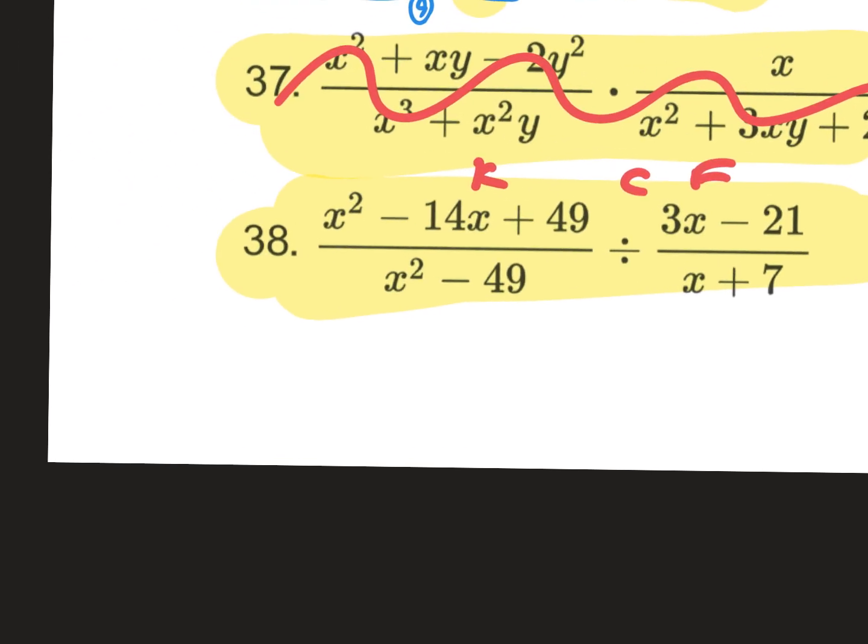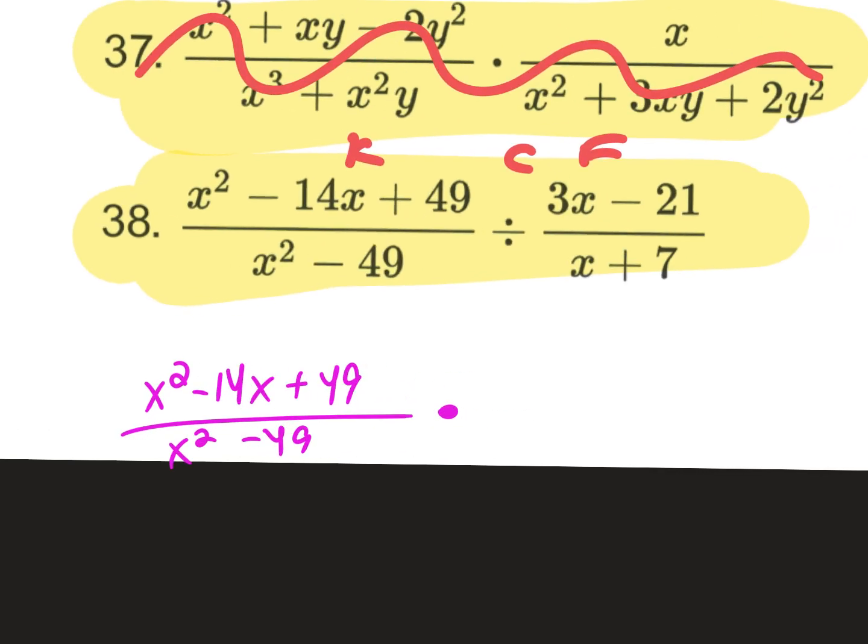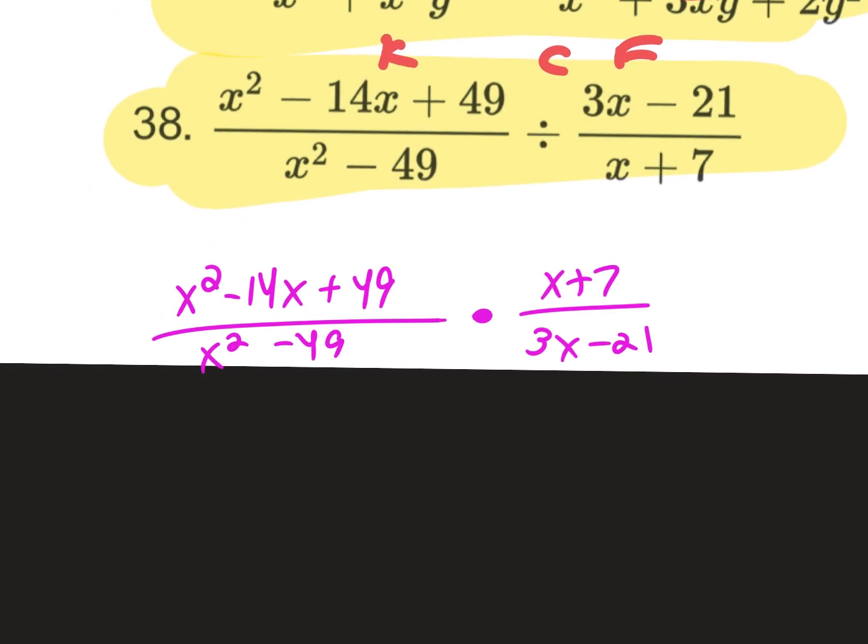So we're going to keep x squared minus 14x plus 49 over x squared minus 49. I'm going to change my division sign to multiplication, and then I'm going to flip. So this becomes x plus 7 over 3x minus 21. And now we're going to factor, factor, factor, factor.